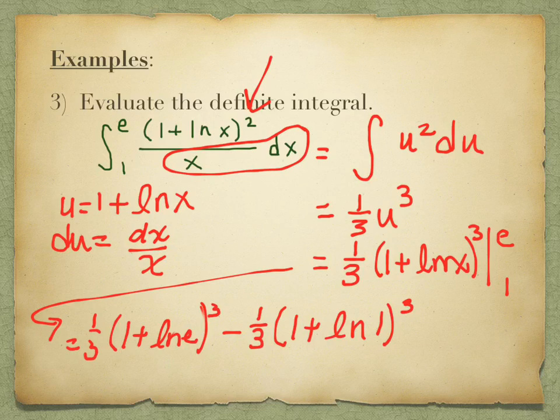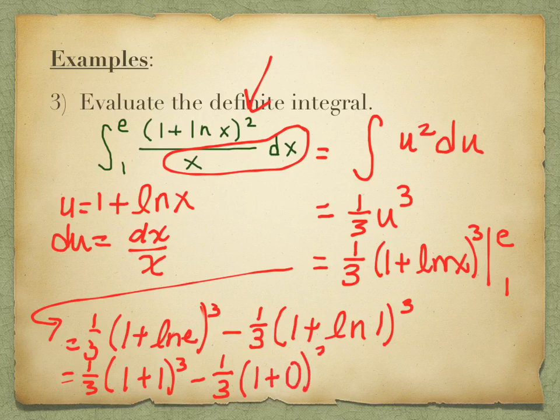Looks like it. What is the natural log of e? 1. That's a nice number, isn't it? All right, so over here, I actually have 1/3 times 1 plus 1, cubed. And then what is the natural log of 1? It is 0. So this part is 1 plus 0, cubed. Is that all good? All right, because we're almost done.